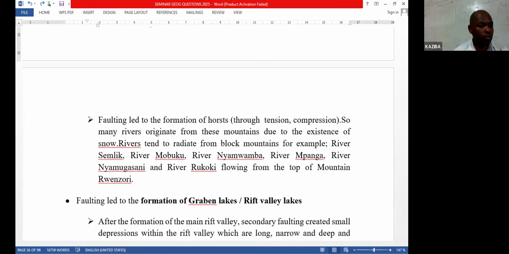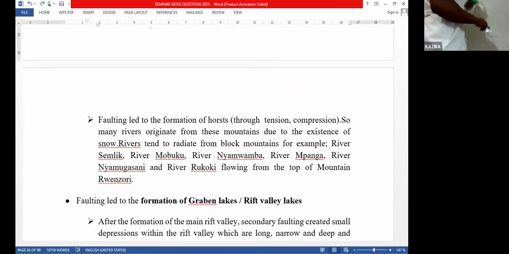You know how Mount Rwenzori was formed? You explain. Because of ice on Mount Rwenzori, you have rivers originating from the top of the mountain, and they flow in different directions. So that's radial drainage pattern.